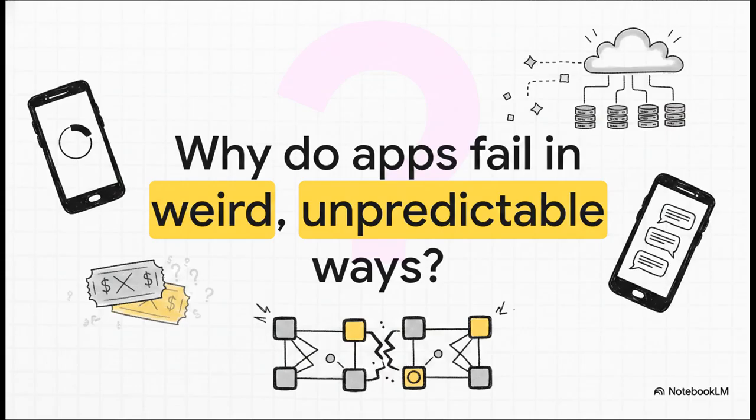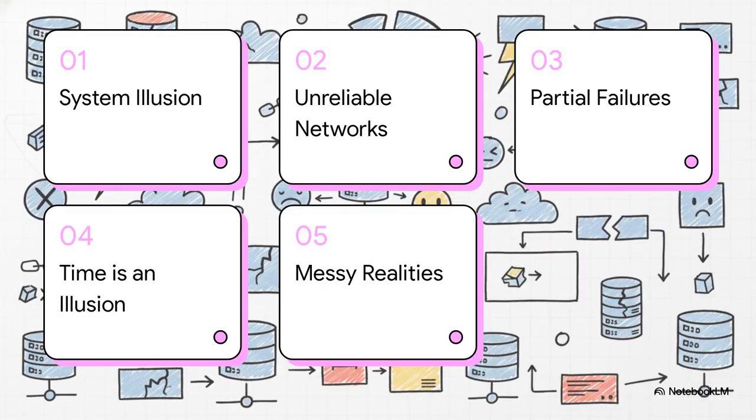Look, these aren't just random annoying bugs. They are symptoms of the underlying reality of distributed systems. Once your system spans across multiple machines, everything gets harder, especially communication. So, here's how we're breaking this down. First, we'll look at the distributed system illusion. Then, we'll dive into unreliable networks and packets, the danger of partial failures, why time is an illusion, and finally, how to actually design for these messy realities.